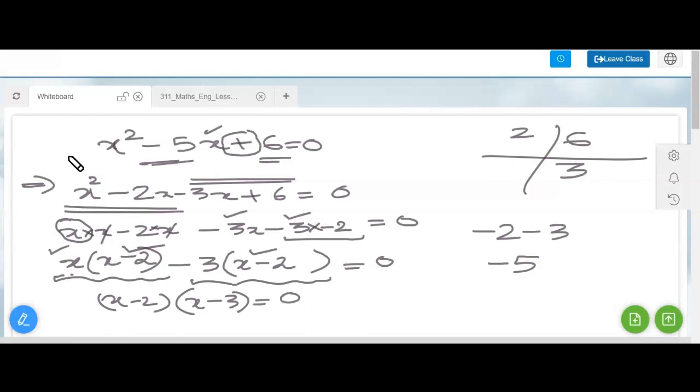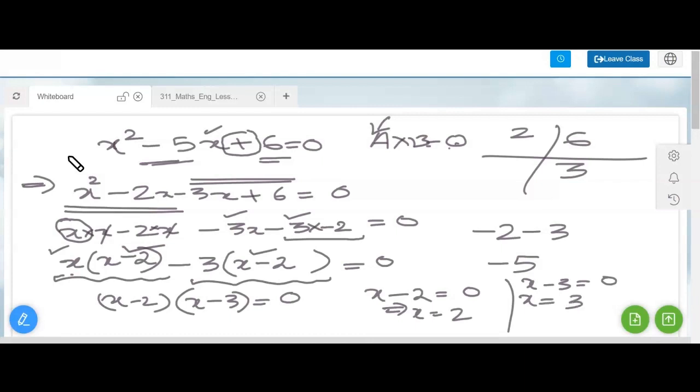Now what is the meaning of the first term into second term? Anything a into b is equal to 0. So it means that any one number will be 0, you can think that this will be 0 or this will be 0. So consider the first term is 0 at this point. So x minus 2 is 0. In that case, you will get x as 2 and the other one, x minus 3 is equal to 0. Take x is equal to 3.